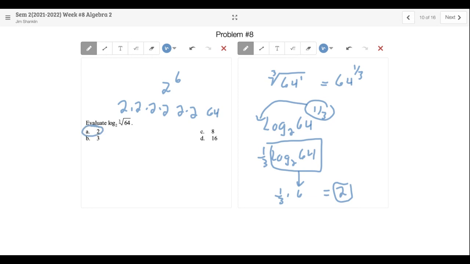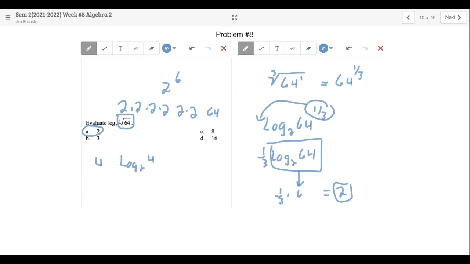Now, some people would have done it differently. So for example, let me see if this works. 4 times 4 times 4. Okay. So the third root of 64 is 4. So you could have just rewritten this whole problem as the log base 2 of 4, because the third root of 64 is 4. And then what is the log base 2 of 4? It's 2. So it's the exact same answer.